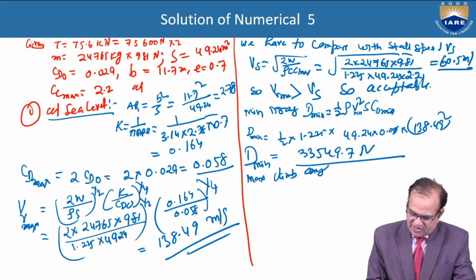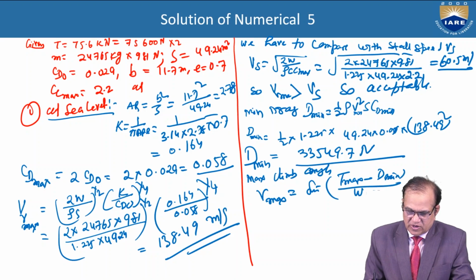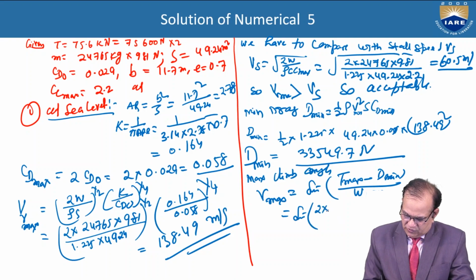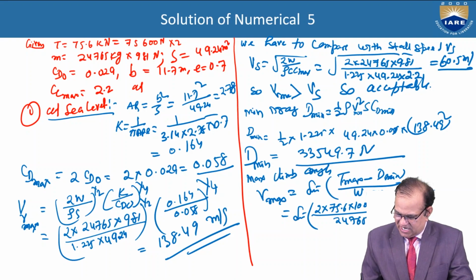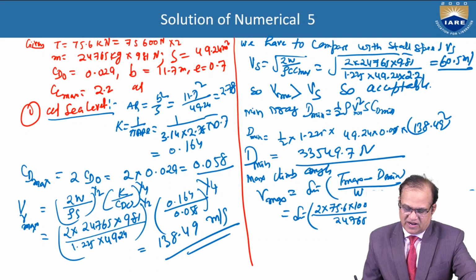So maximum climb angle gamma max is equal to sine inverse of T max minus D minimum divided by W. So sine inverse, T max we got 2 into 75.6 into 1000 minus D minimum we got 33549.7, divided by weight 24765 into 9.81. So we got this 28.96 degree. This is the maximum climb angle for this aircraft.